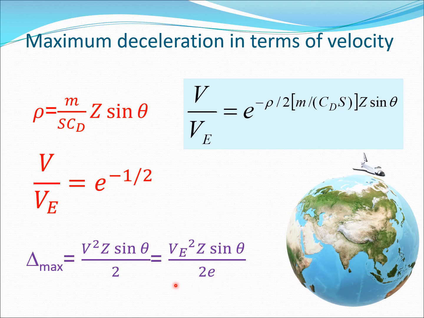So this of course gives us an equation which we can use. We can know the V entry value, the velocity of entry, say in meters per second or kilometers per second. We can calculate Z. If we know theta, then we can very easily obtain this value.